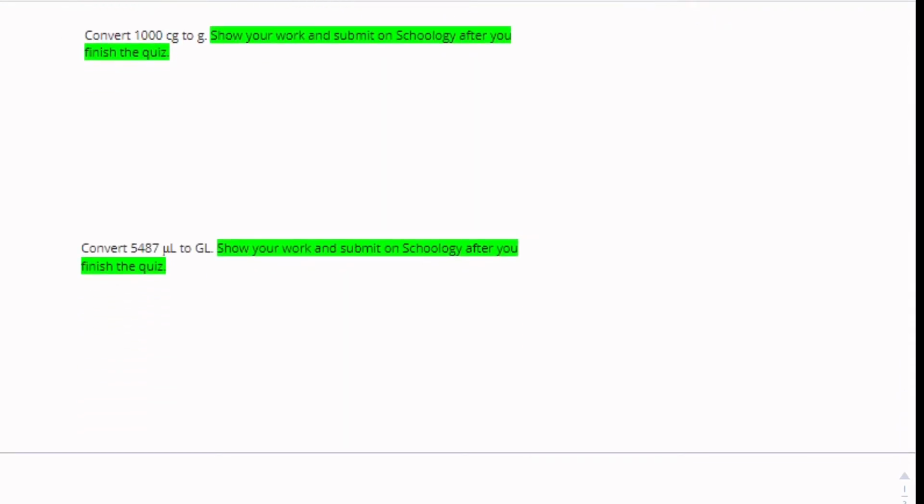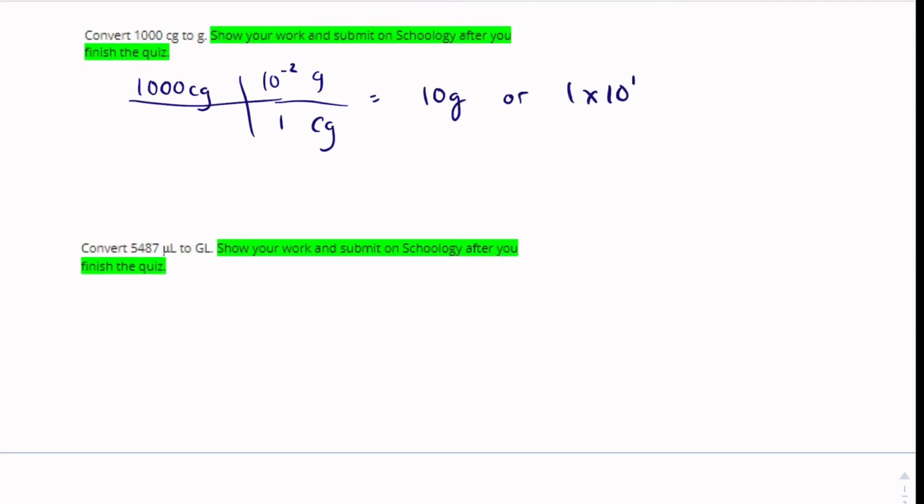Okay, on this one, we have 1,000 centigrams. We'll go from centigrams to grams, and that's all that they ask for. So 1 centigram is 10 to the minus second grams. So 1,000 times 10 to the minus 2. We get 10 grams, or 1 times 10 to the first grams.